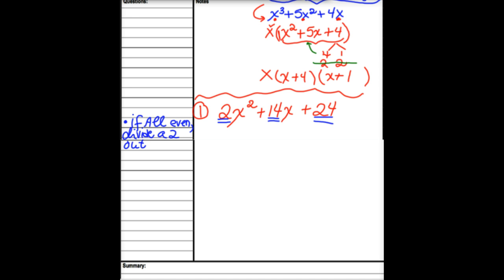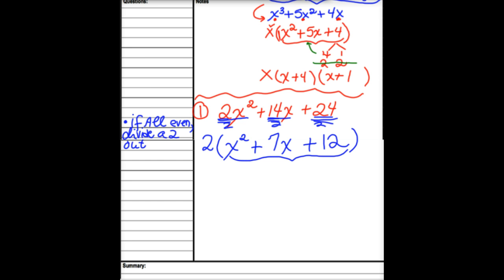So let's go do that. I'm going to divide a 2 out of every single one of those terms. You can picture putting it over 2 if you would like to. We're going to divide every term by 2. What happens is I end up with just x squared, because 2 divided by 2 is 1. And then I end up with a 7x, because 14 divided by 2 is 7. And then I end up with a 12, because 24 divided by 2 is 12. Then what I'm going to do is work with this remaining trinomial and see if I can break that down any farther. This 2 is going to hang along and be in my answer.